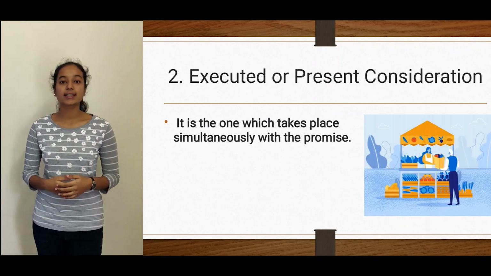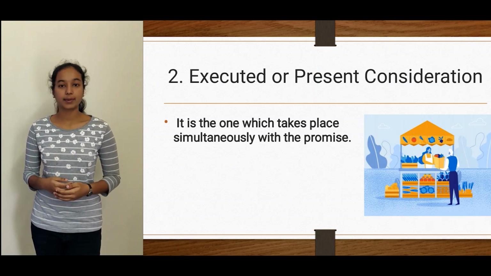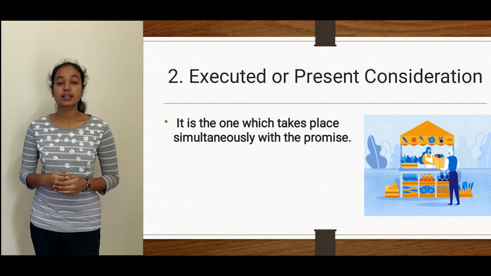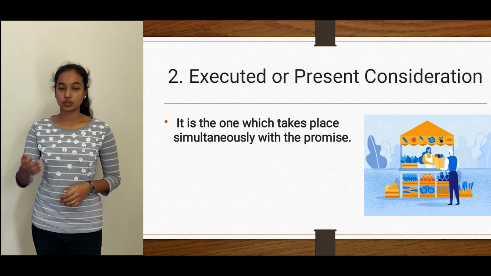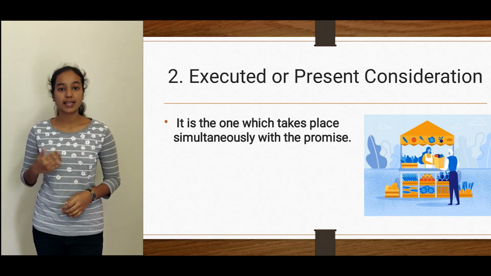Now let us look at the second example. Here a man goes to a shop and buys a bunch of fruits, and he immediately pays the money to the shopkeeper. Here the consideration is present or executed.